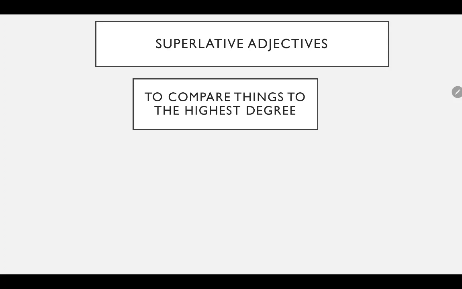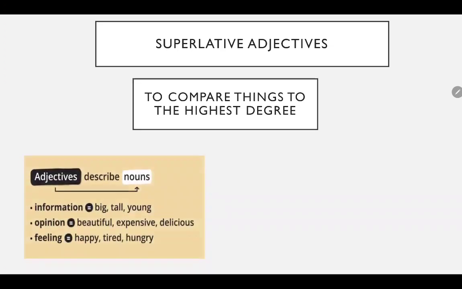Today, we are going to learn about superlative adjectives. Superlative adjectives is to compare things to the highest degree. We have adjectives to describe the noun, to give information, opinion, and feelings. The information such as big, tall, and young. While for the opinion, beautiful, expensive, delicious, and last but not least, feelings, happy, tired, and hungry.